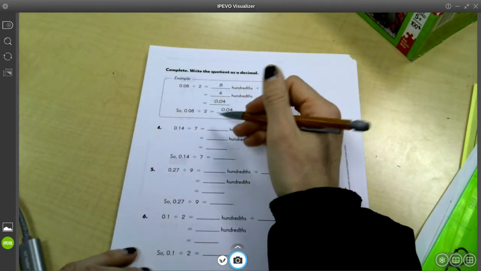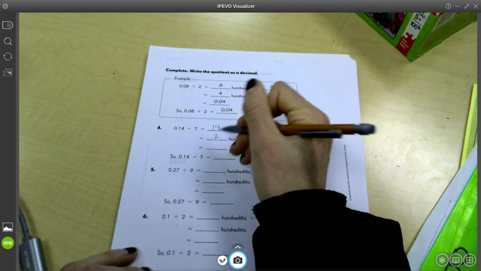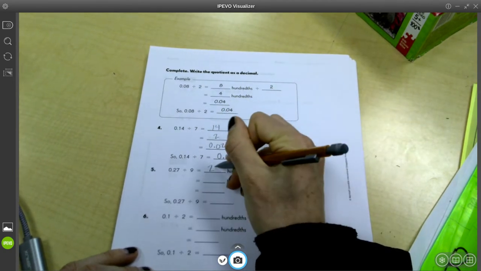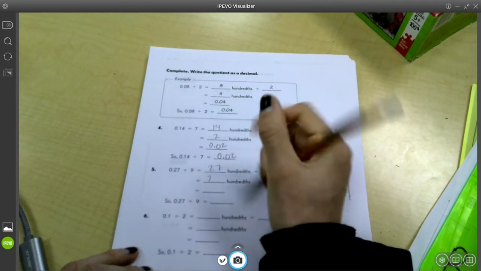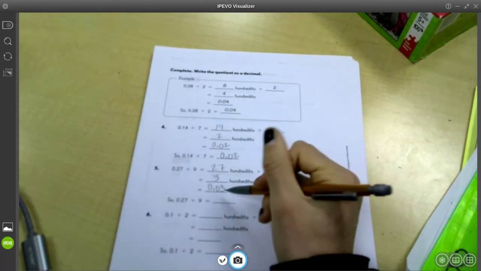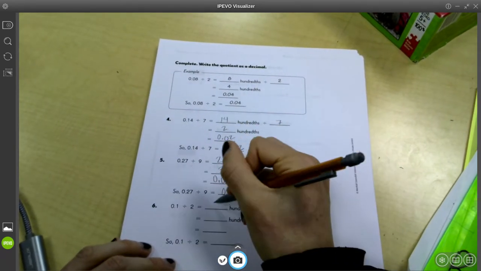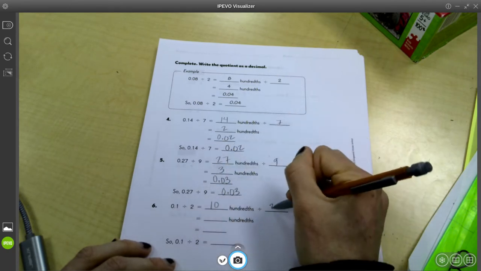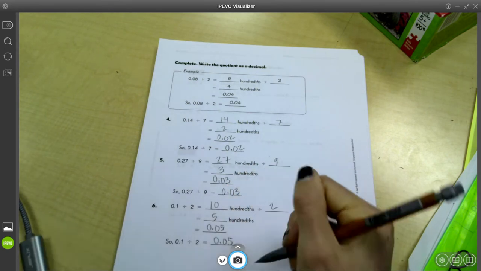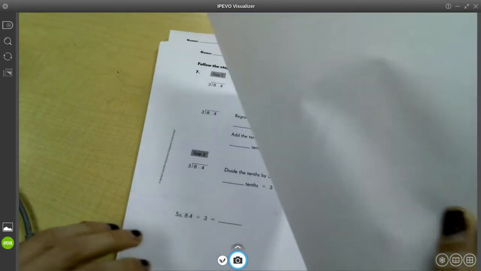All right, 14 hundredths divided by 7 is 2 hundredths. 27 hundredths divided by 9 is 3 hundredths. Make sure you're adding that 0 and writing it correctly. All right, 1 tenth divided by 2 is 10 hundredths divided by 2 is 5 hundredths. Right, and you can think about that, like you can add a 0, right? That is cool to do.